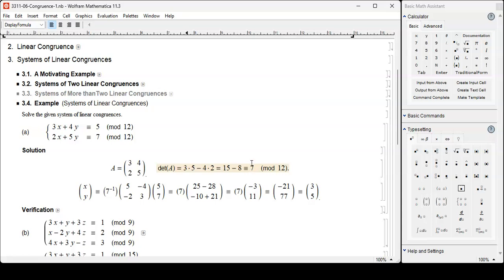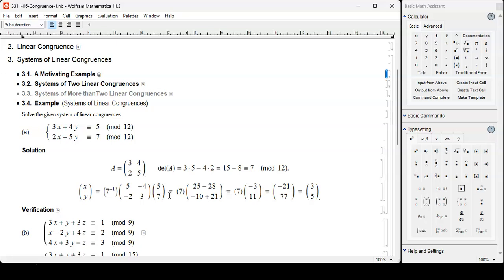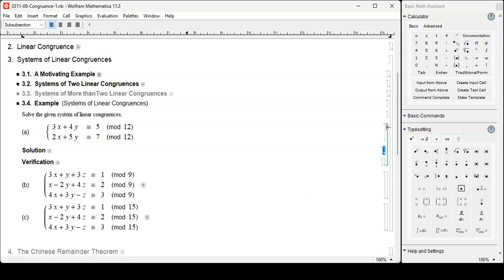And then 7 should be invertible modulo 12 because 7 and 12 are relatively prime. And we had the same part over here for the previous problems. So the determinant is 7. 7 and 13 are relatively prime, so we can divide by 7, no problem. 7 and 14 are not relatively prime, so we cannot divide by 7, so we had a problem here. And in this case, no problem. 7 inverse is 7 itself, so we have a unique solution like that.